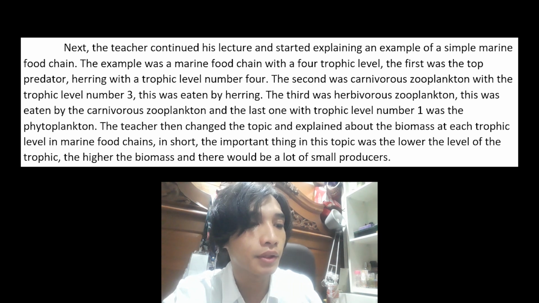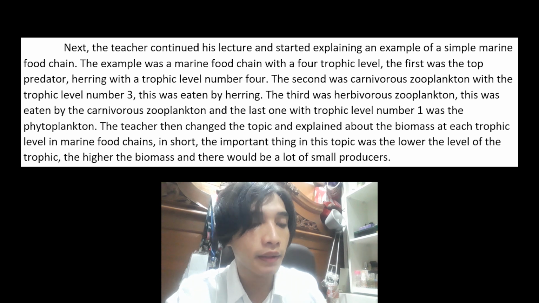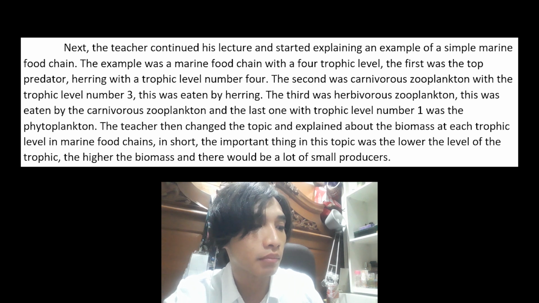Next, the teacher continued his lecture and started explaining an example of a simple marine food chain. The example was a marine food chain with 4 trophic levels. The first was the top predator, herring, with trophic level number 4. The second was carnivorous zooplankton with trophic level number 3. This was eaten by herring. The third was herbivorous zooplankton. This was eaten by the carnivorous zooplankton, and the last one, with trophic level number 1, was the phytoplankton.